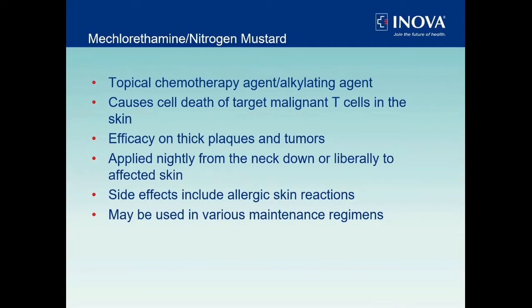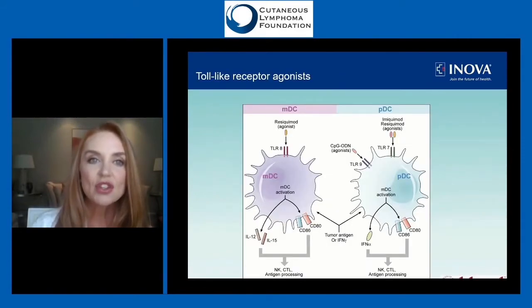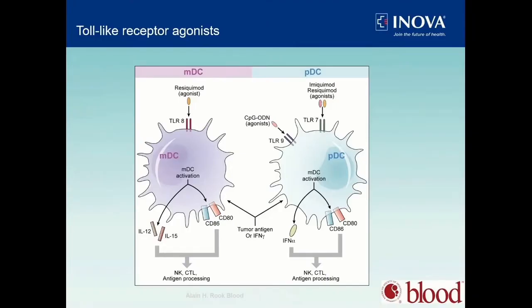Some patients do develop a very significant allergic reaction or an intolerance to this medication. That can happen in up to 20% of people. Toll-like receptor agonists. Some of you may have heard of this. The main one that we are able to get our hands on commercially is called imiquimod.